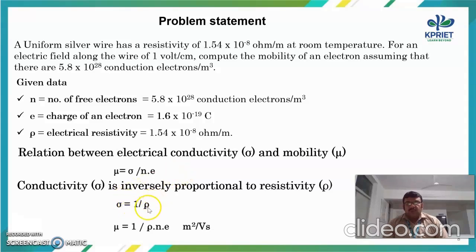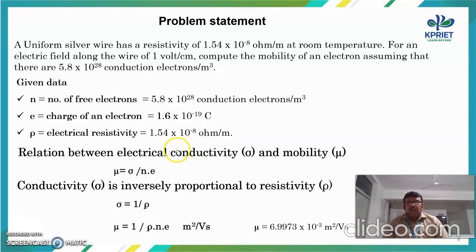So sigma is equal to 1 by rho. So we get mu is equal to 1 by rho into n into e. We know the rho value, n value, and e value from the above statement, and after substituting all the known values, we get the mobility value as 6.9973 × 10^-3 meter square per volt second. This is the corresponding mobility value for n free electrons, that is 5.8 × 10^28 conduction electrons per meter cube.